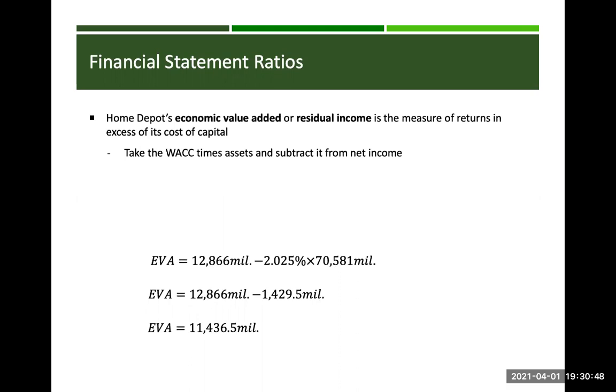We also use it to assess, well, what's the economic value added? So essentially, we take the weighted average cost of capital, multiply it by their assets, that's how much they need to earn in order to break even from an economic perspective. It cost us 2.025% to finance these assets. We need to at least earn that in order for us to economically break even. If we earn anything in excess of that, then that would be economic profits. And here that's their economic value added.